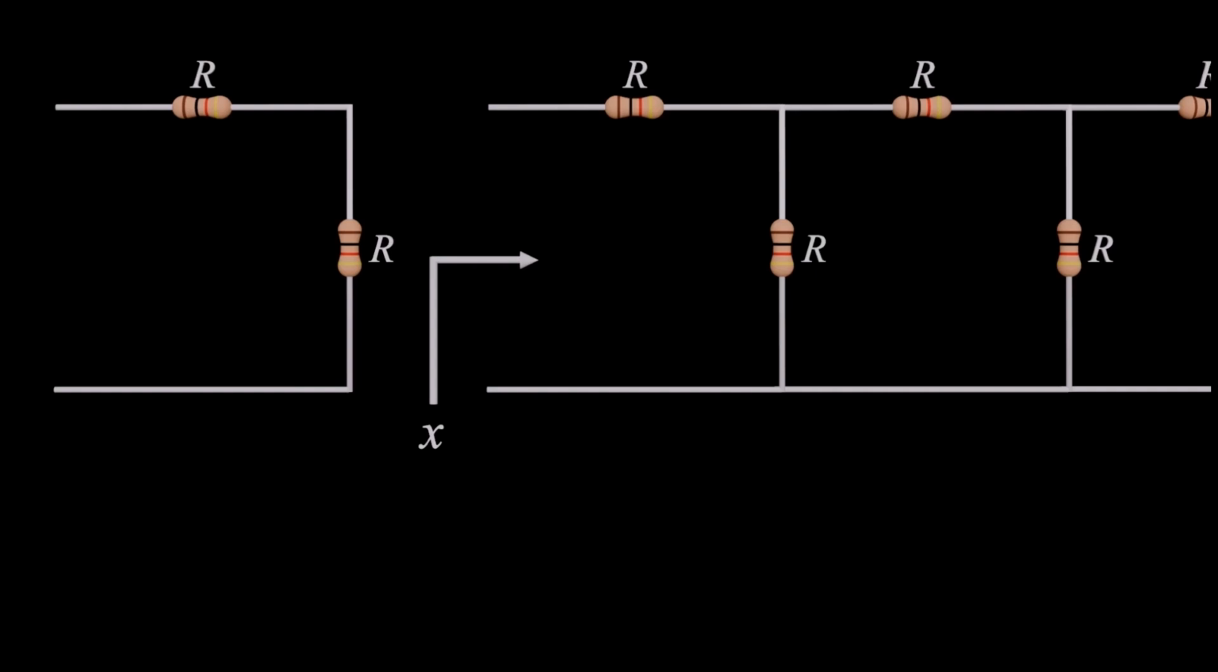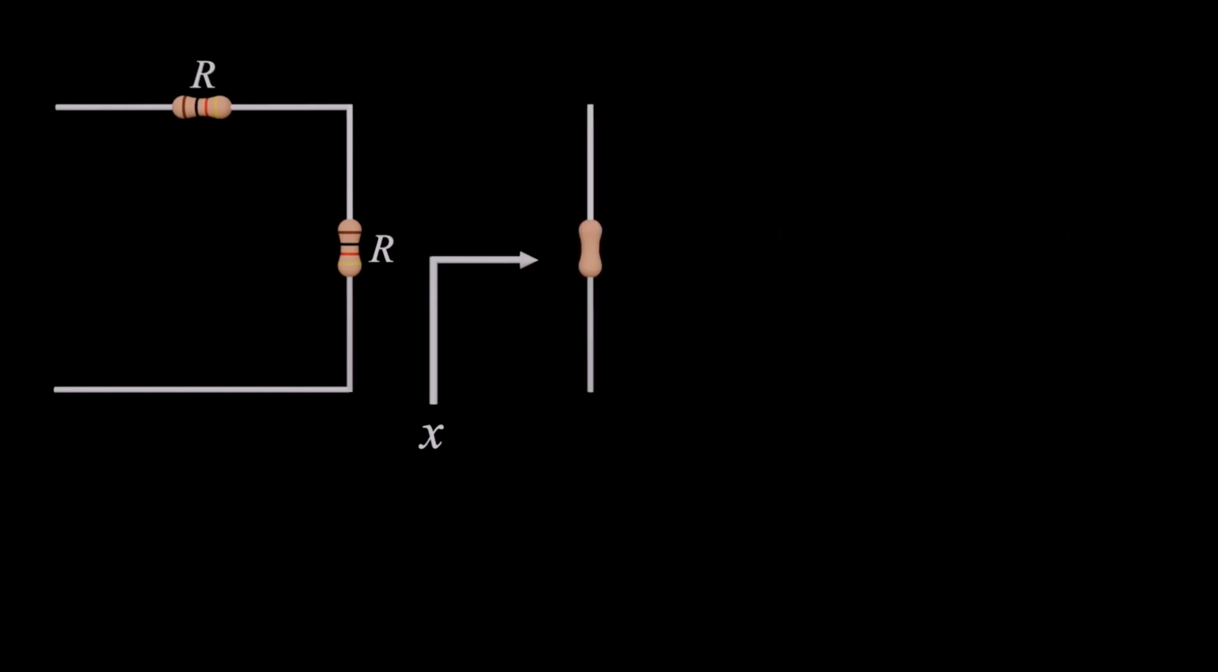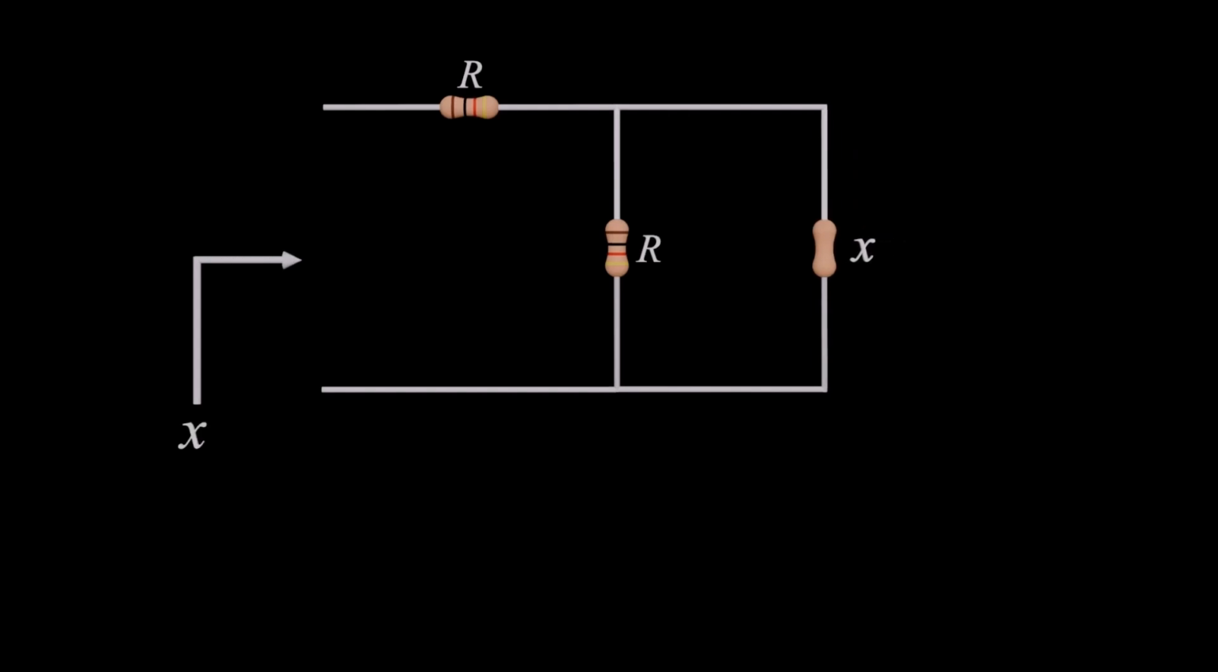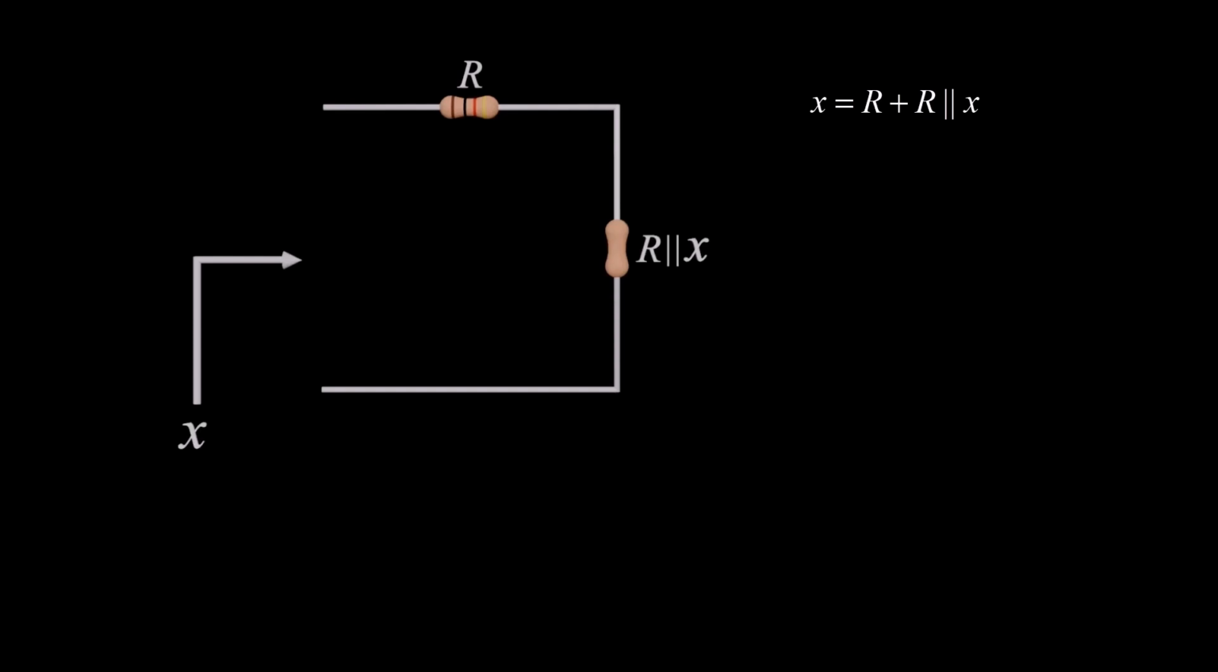So by substituting, we can replace the entire network on the right hand side with a single resistor X and connect it to our cell. Now the input resistance must again be equal to X. Now X is in parallel with R. We replace this with an equivalent resistance. Now we can write that X equals R plus R in parallel with X.